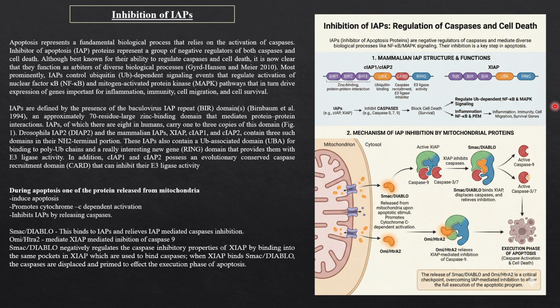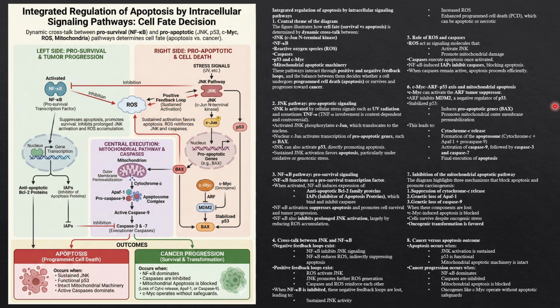During apoptosis, mitochondrial proteins such as SMAC, Diablo, and OMI-HTRA2 are released into the cytosol. These proteins bind to the IAPs and neutralize their inhibitory functions, allowing the caspases to become active. This step acts as a critical checkpoint, ensuring that apoptosis proceeds efficiently, and overcoming the IAP-mediated inhibition is essential for full execution of the apoptotic program.